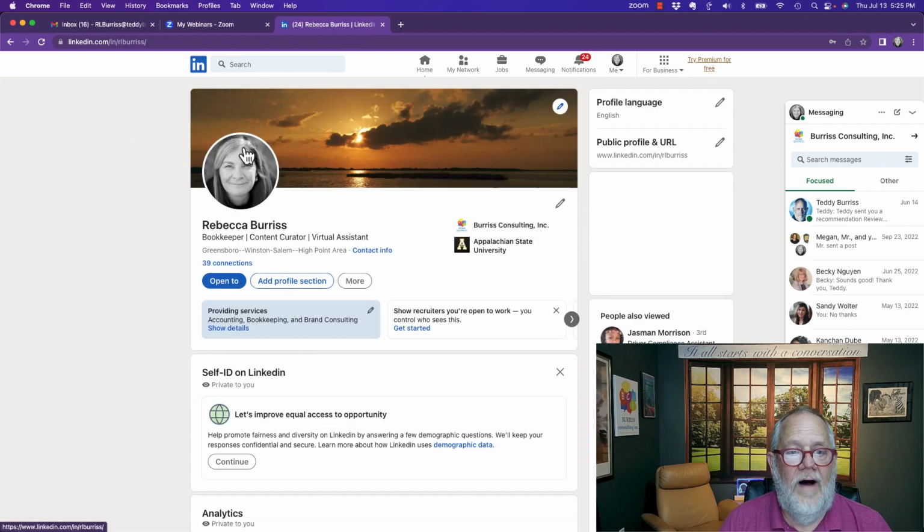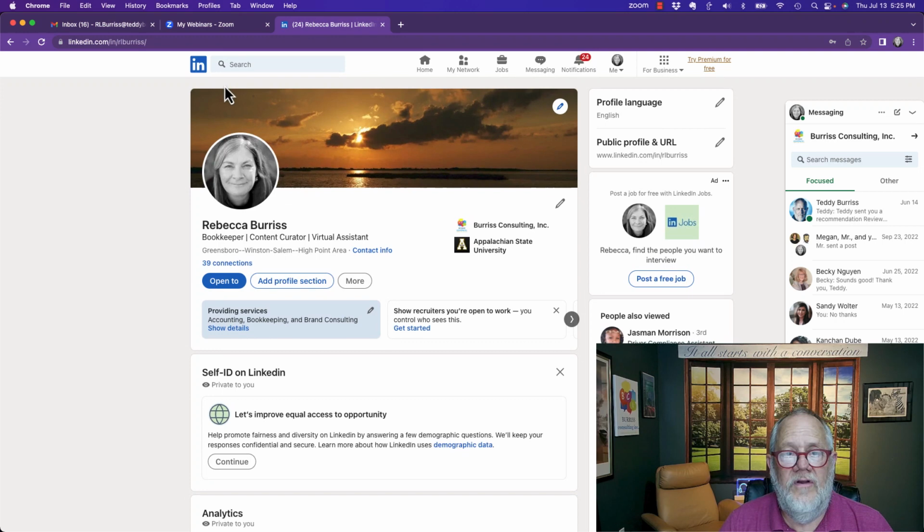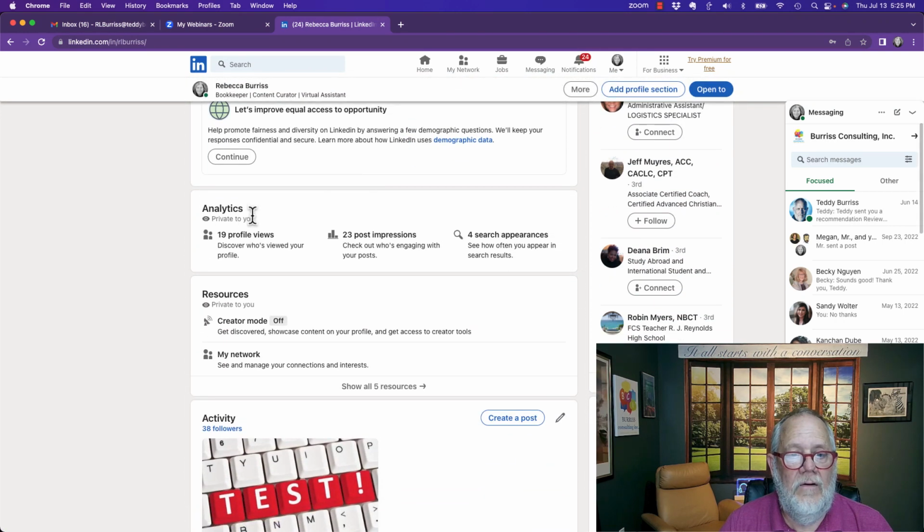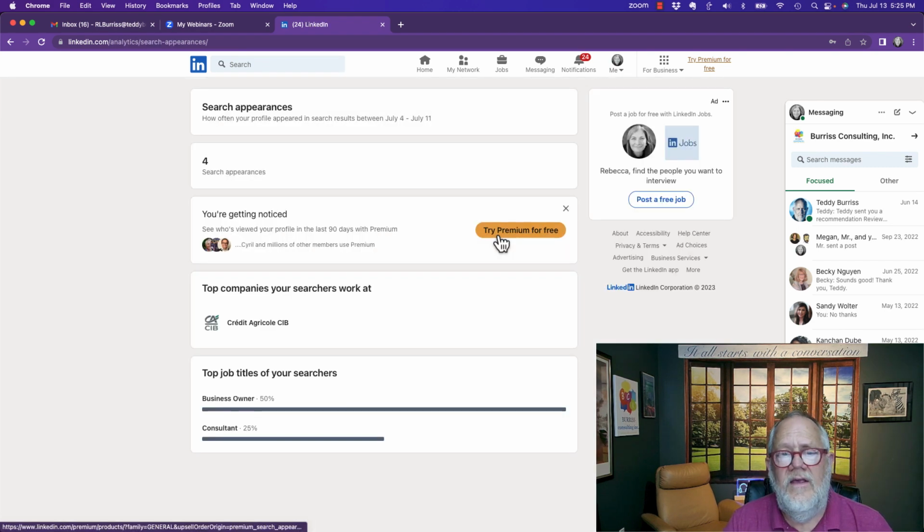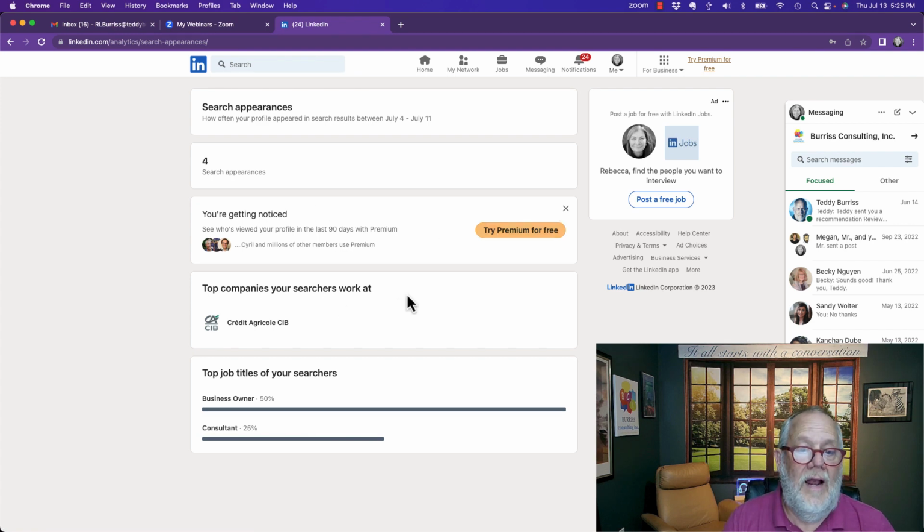I look at her profile and I come down. Notice hers isn't up top like mine is. Hers is down here under analytics, 19 profile views, 23 post impressions, and then 4 search appearances. So what does she see here? She sees the same thing I see, but there's not a lot of data to show. 4 people searched for her, and the primary company was Credit Agricole CIB.